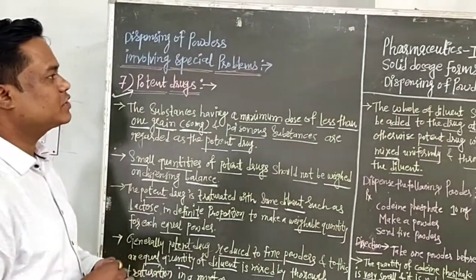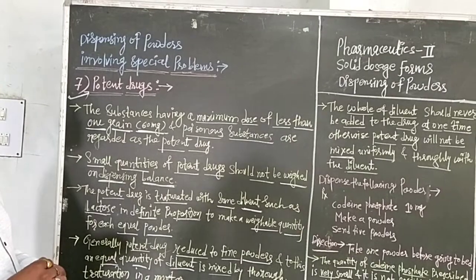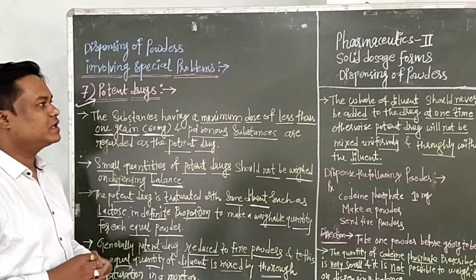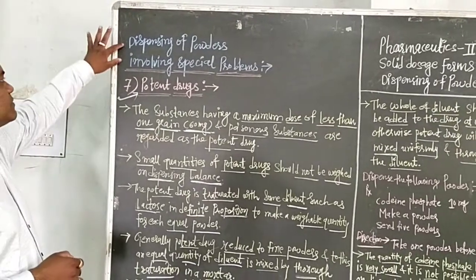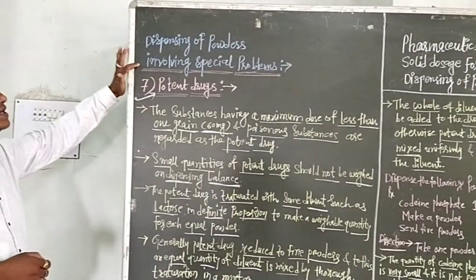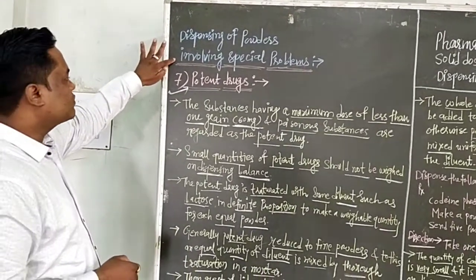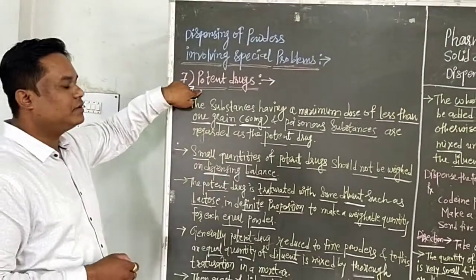Today's subject is Pharmaceutics 2, chapter number 4, solid dosage forms, and the subtopic is dispensing of powders. In this lecture we have to see the dispensing of powders involving special problems. The next problem, the 7th problem, is the potent drug.